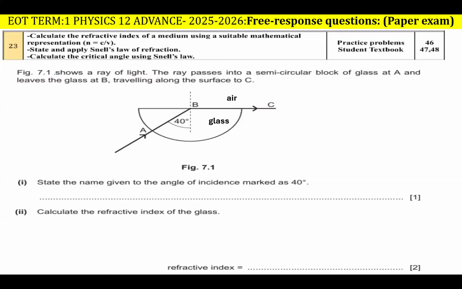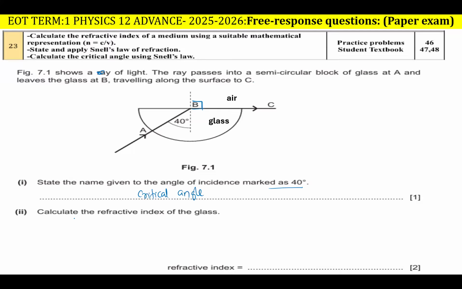Here also we can see it shows a ray of light. Okay, so the light goes from glass to air. So it is from a higher refractive index medium to a lower refractive index medium. At this particular angle of 40 degrees, it passed through, and the angle of refraction is 90 degrees over here. So state the name given to the angle of incidence marked 40. At this particular angle, the angle of refraction becomes 90, so this is known as the critical angle.